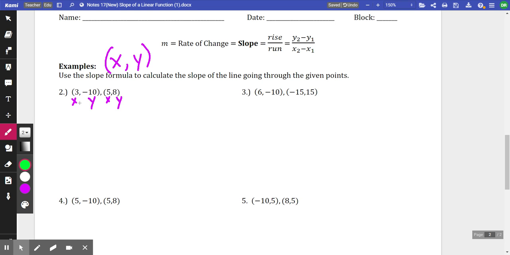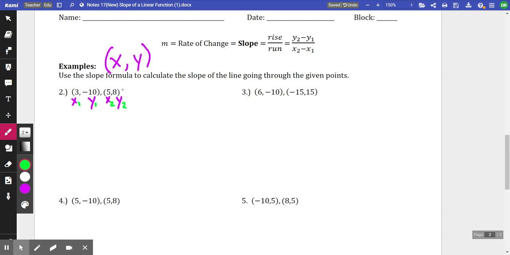So I'm going to place little numbers to the bottom right of these variables. I'm going to use 1 because this is in the first ordered pair, and for this one I'm going to use 2 because it's in the second ordered pair. So this is going to be y1 because it's in the first ordered pair, and this is going to be y2 because it's in the second ordered pair.